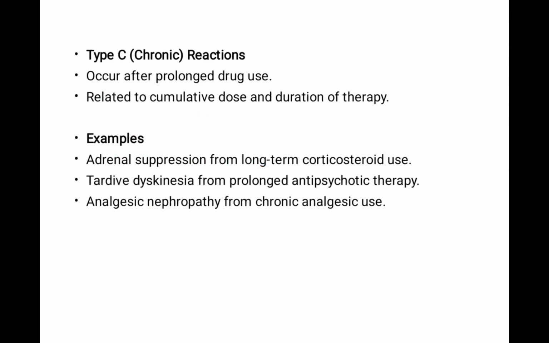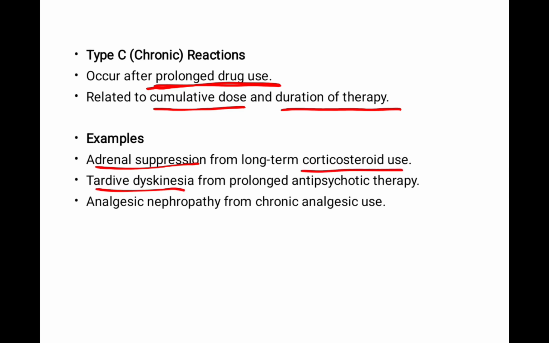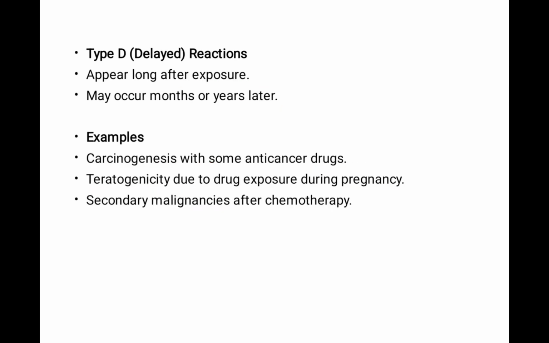We now have type C reactions, which are chronic. It is often after prolonged drug use. Type A is augmented, which is predictable. Type B is bizarre, which is non-predictable. Type C is chronic, after a prolonged drug use. It is related to cumulative dose and duration of therapy. For example, adrenal suppression after long-term use of corticosteroids. We have tardive dyskinesia from prolonged antipsychotic therapy. We have analgesic nephropathy from chronic analgesic use.